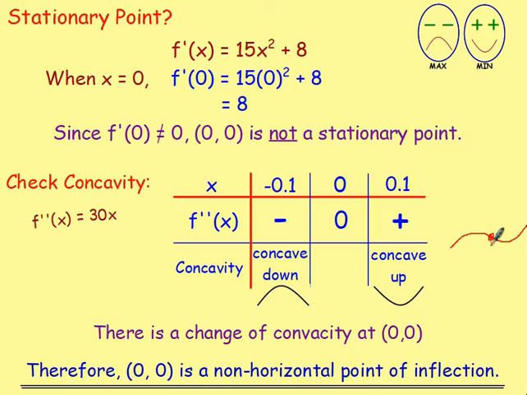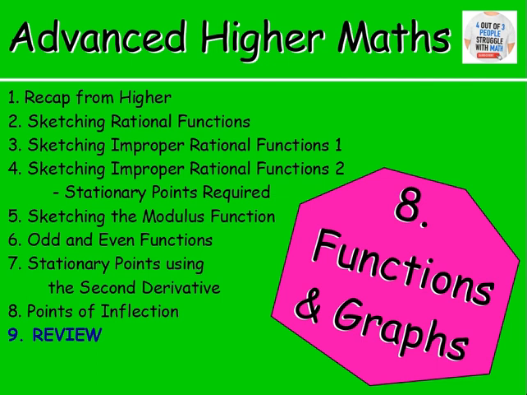Because there's a change in concavity between negative 0.1 and 0.1, it indicates that (0, 0) is going to be a non-horizontal point of inflection. So we know it's a point of inflection because it changed from concave down to concave up. And we know because the first derivative is not equal to 0, it's a non-horizontal point of inflection.